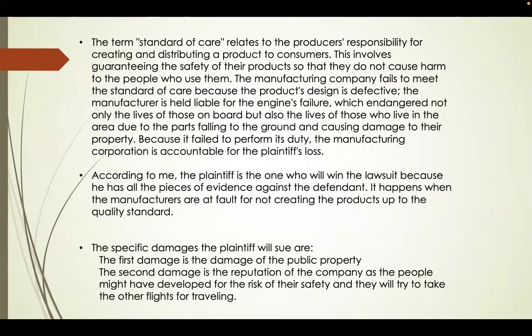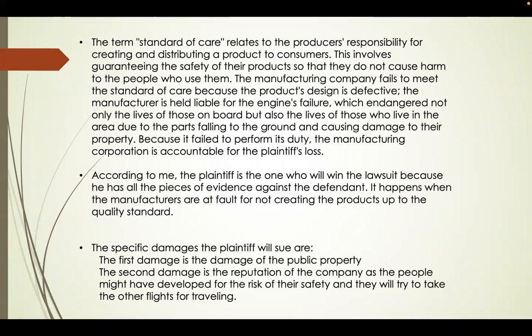Moving further, the term standard of care relates to the product producer's responsibility for creating and distributing a product to consumers. This involves guaranteeing the safety of the product so that it does not cause harm to the people who use it. In this case, the manufacturing company failed to meet the standard of care because the product design is defective. The manufacturer is held liable for the engine's failure, which endangered not only the lives of those on the flight, but also those who live in the area, due to the parts falling on the ground and causing damage to their property. Because it failed to perform its duty, the manufacturing corporation is accountable for the plaintiff's loss.